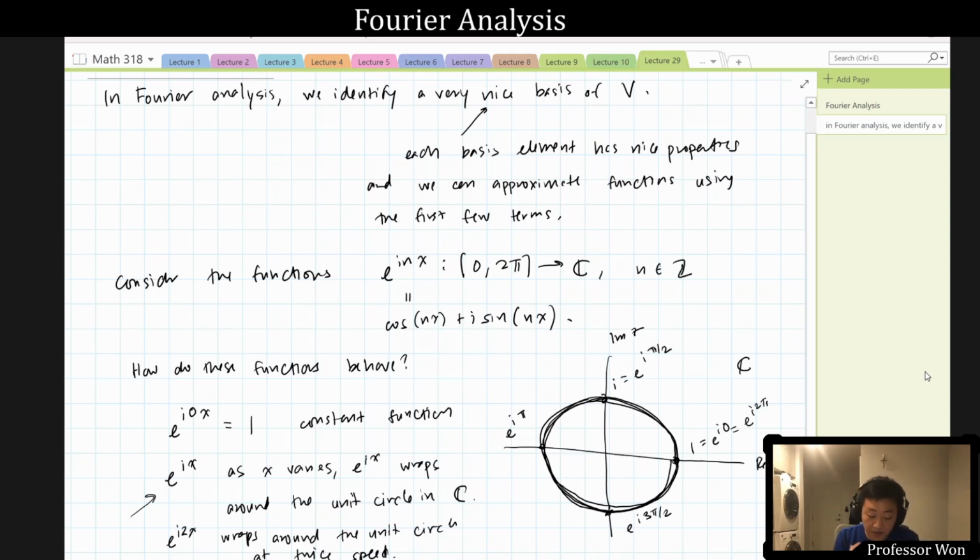So I guess I should say the first one wraps around the unit circle once. The second one wraps around the unit circle twice. The nth one wraps around the unit circle n times. And if it's negative, it wraps in the opposite direction. Okay, so these are very, very, very nice, easy to understand functions. And it turns out, we're not going to prove this, that these functions form a basis of V.